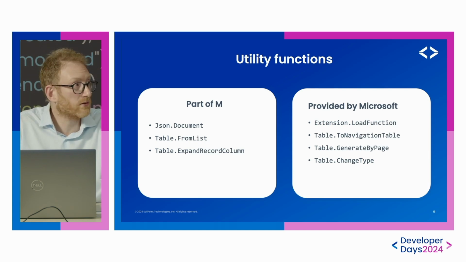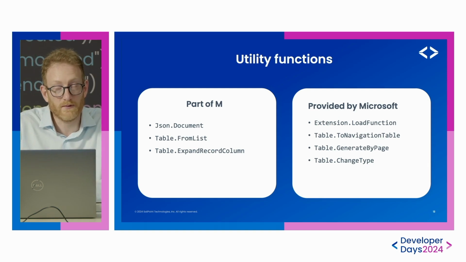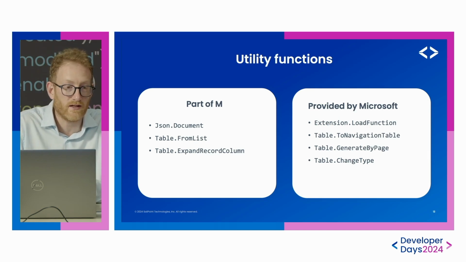Like Extension.LoadFunction, which allows you to load a file with functions. So it's easy if you don't want everything in a single file. And you also have Table.GenerateByPage that helps you paginate things. Table.TransformColumnTypes will allow you to type the results, so not everything is a string. You can have booleans, numbers, or things like that. And you also have Table.ToNavigationTable, which is an interesting function if you have different object types. Here we only have identities, but if you want to support identities, accounts, entitlements, you may start with a navigation table that will allow you to drill down.